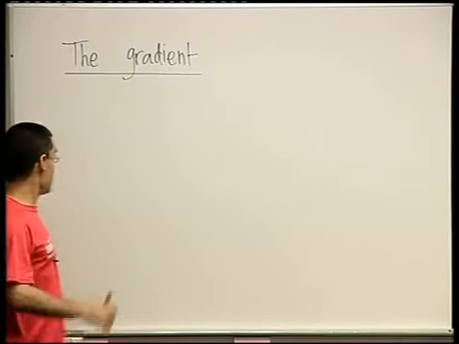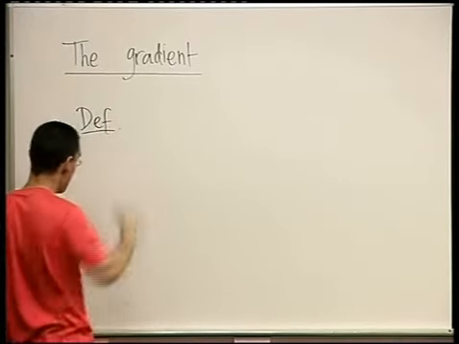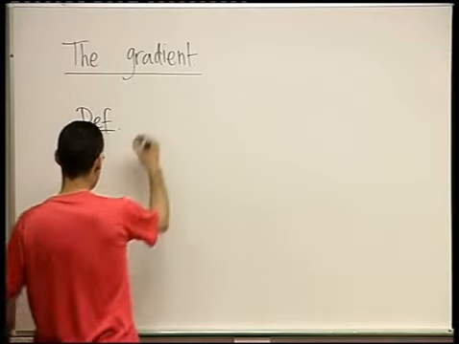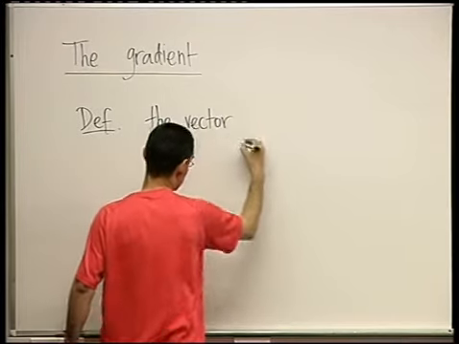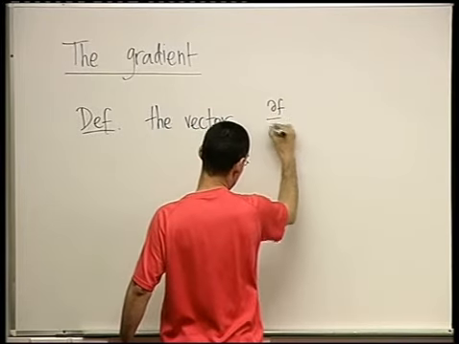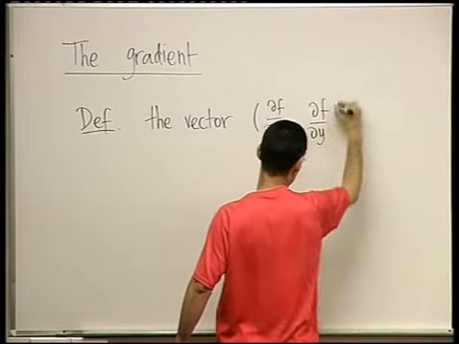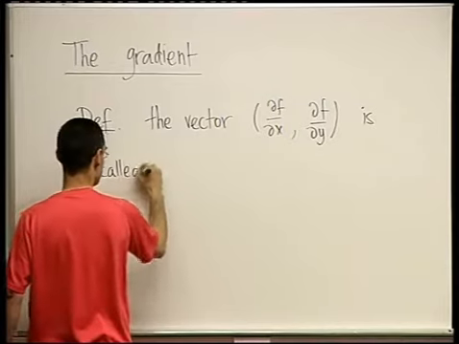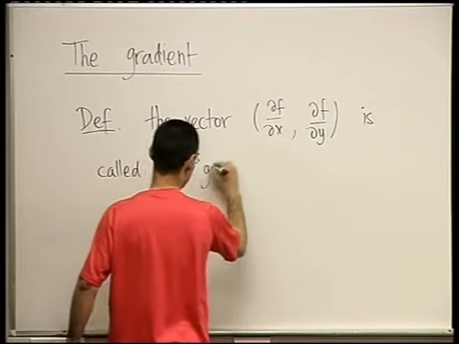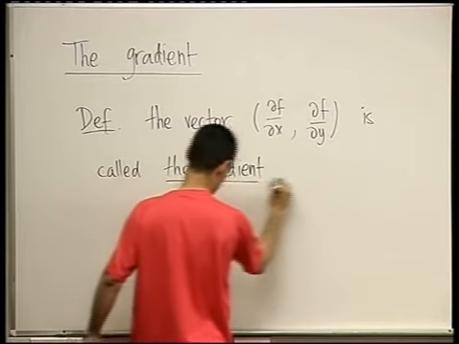Okay, the gradient. So definition, the vector df to dx, df to dy is called the gradient of f.